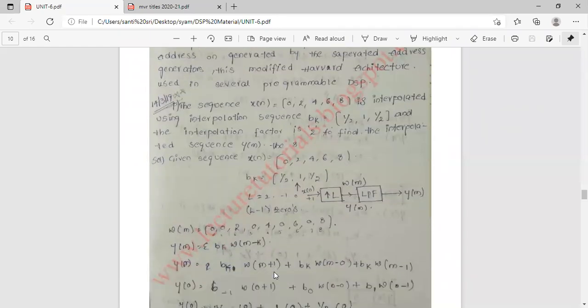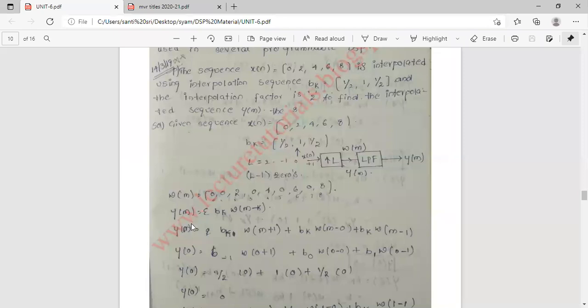So how do we find this y of m? Y of m is found by using the formula sigma bk into w of m minus k. Bk is given as 1 by 2, 1, 1 by 2. The values of bk of minus 1, bk of 0, bk of 1 are given here. So y of m is of this form. This is the formula for finding y of m.